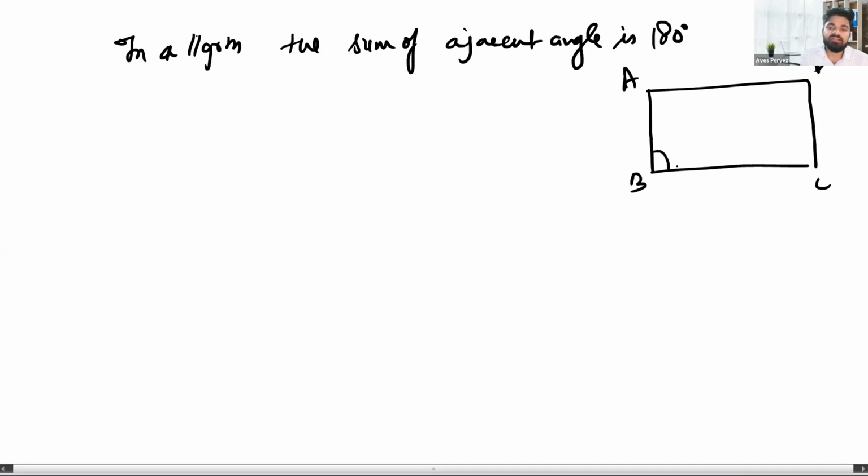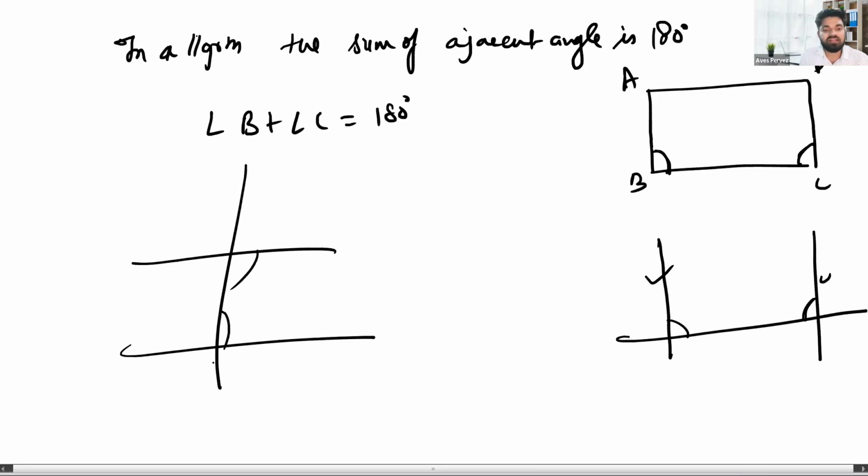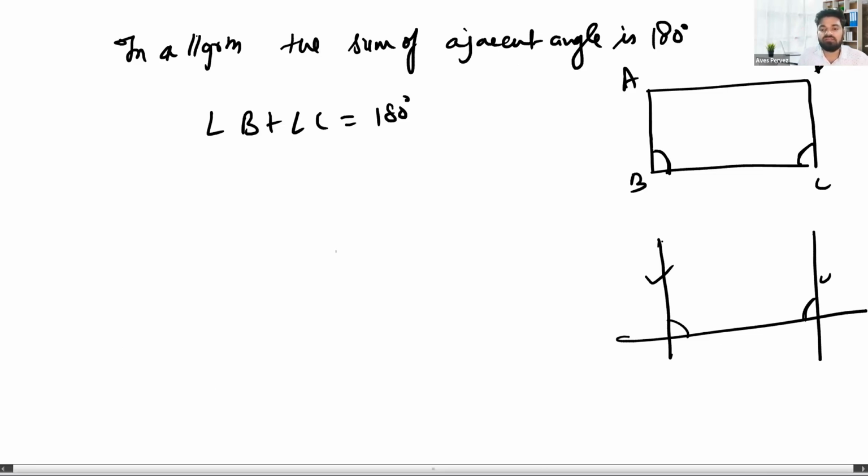So you can write angle B plus angle C is equal to 180 degrees. Why? Because it is a property of a parallelogram that the adjacent angle sum is 180 degrees. If this side is parallel to this side, then this side acts as a transversal, so the sum of interior angles is 180 degrees. We have studied this: if we have two parallel lines, the sum of these angles is 180 degrees. So you have proved that angle B plus angle C is 180 degrees.